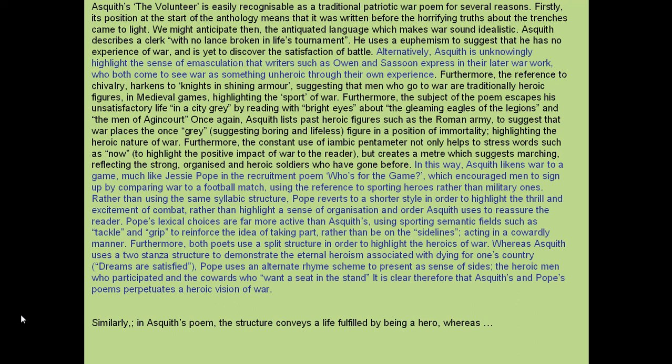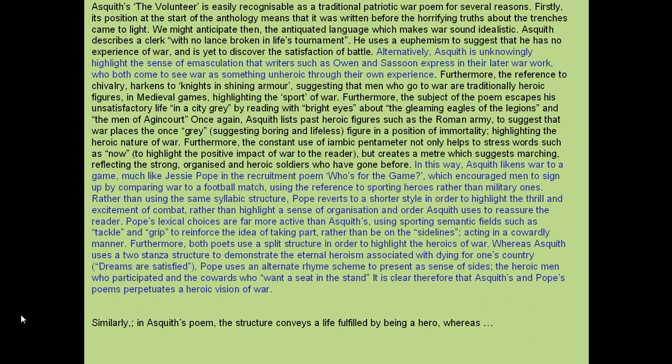Furthermore, the reference to chivalry harkens to knights in shining armour, suggesting that men who go to war are traditionally heroic figures in medieval games, highlighting the sport of war. Furthermore, the subject of the poem escapes his unsatisfied life in a city of grey by reading with bright eyes about the gleaming eagles of the legions and the men of Agincourt. Once again, Asquith lists past heroic figures such as the Roman army to suggest that war places the once grey, boring and lifeless figure in a position of immortality, highlighting the heroic nature of war.